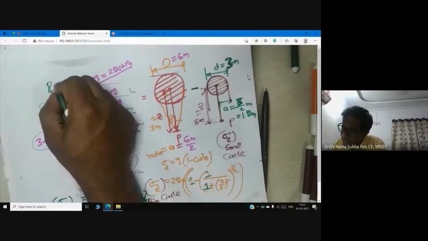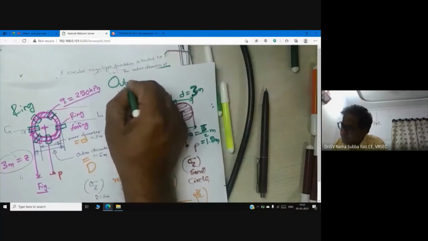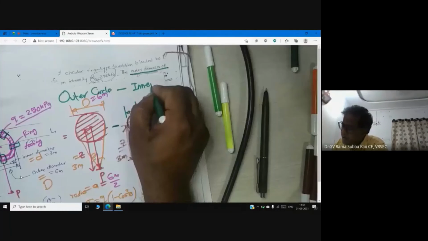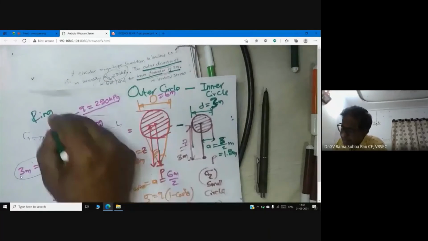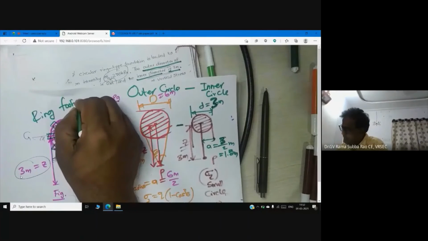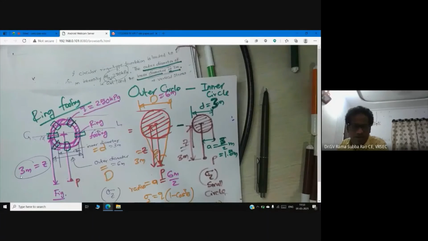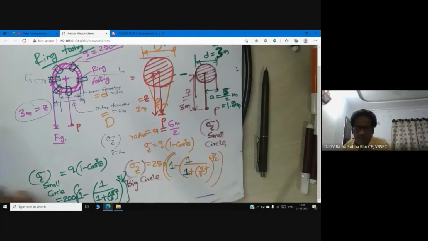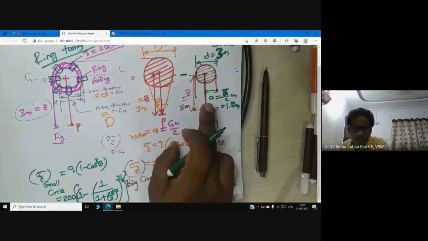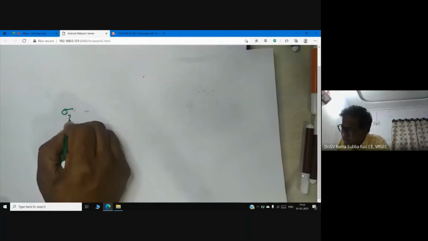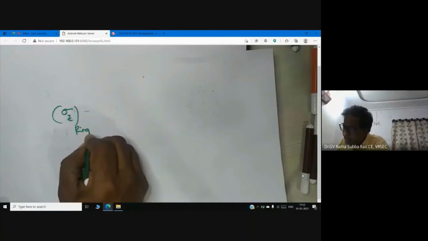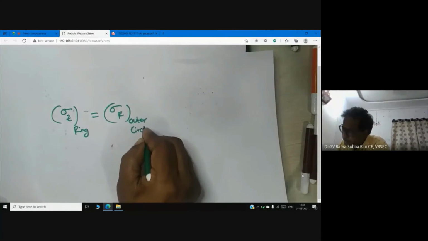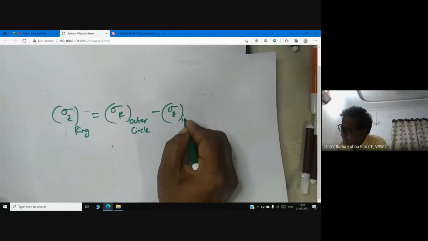I have the outer circle. Now I have the inner circle, but I want the stress due to the ring footing. So this is a frequently asked question. If you want to calculate stress due to a ring foundation, what do we have to do? Stress due to outer circle minus stress due to inner circle. That is, sigma z for the ring is equal to sigma z outer circle minus sigma z inner circle.